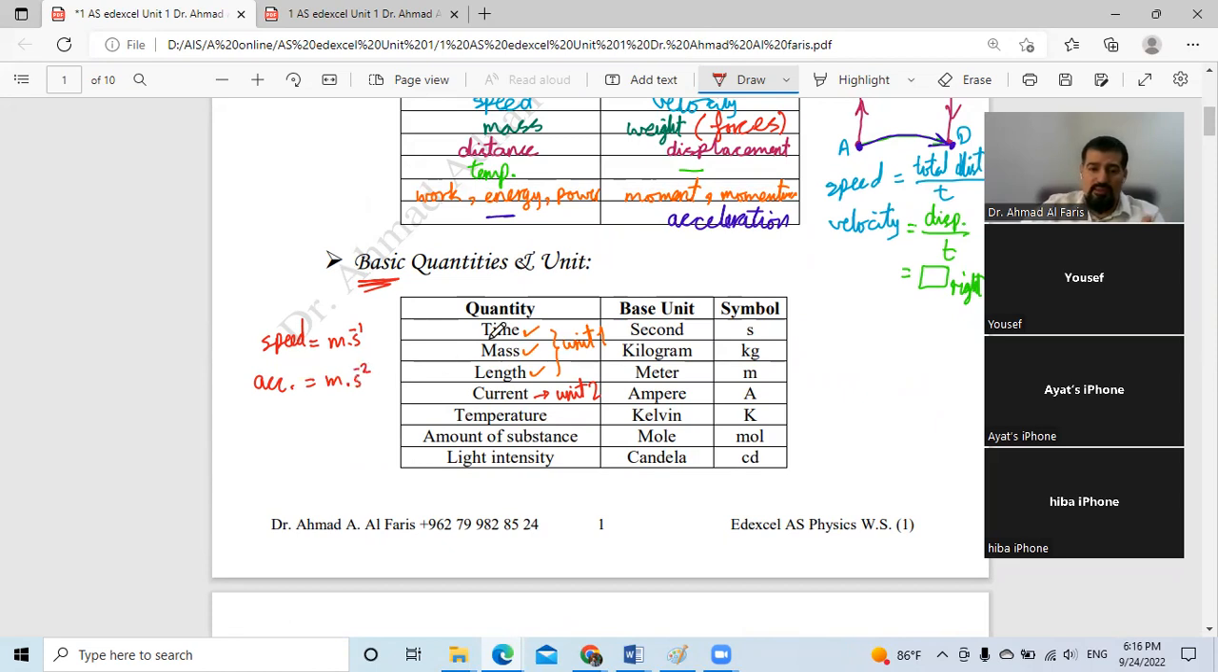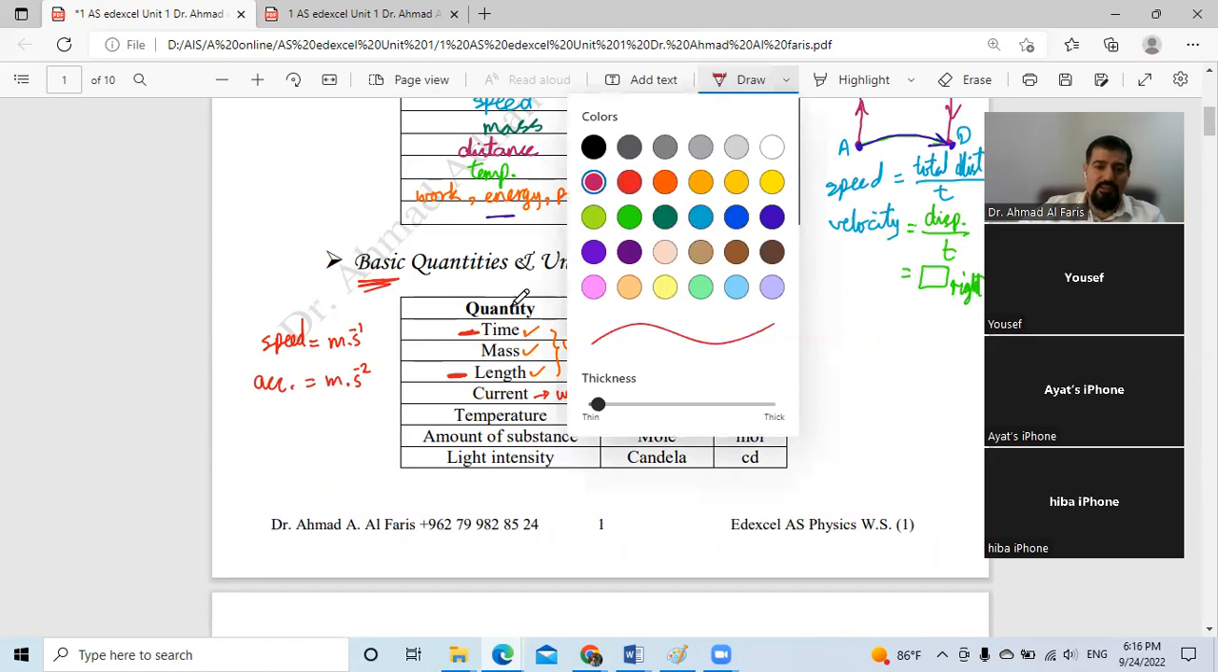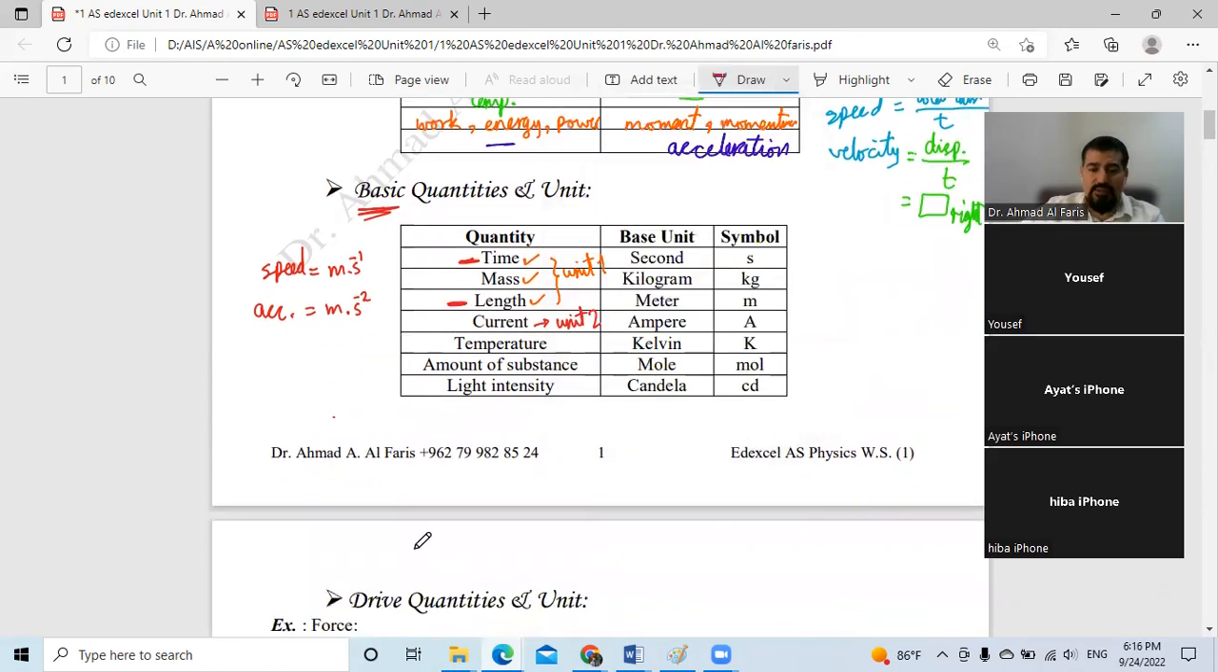So these are the fundamental quantities that everything in physics is based on and depends on. For example, speed equals distance divided by time. If we are talking about something else, you are going to see later on that all these details depend on it. Now, for example, here we have other units we call derived units.